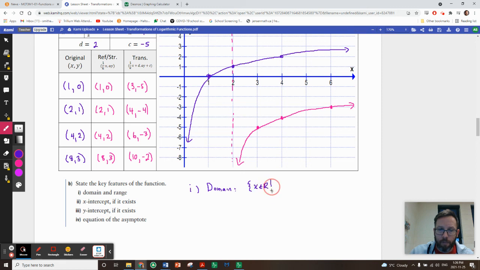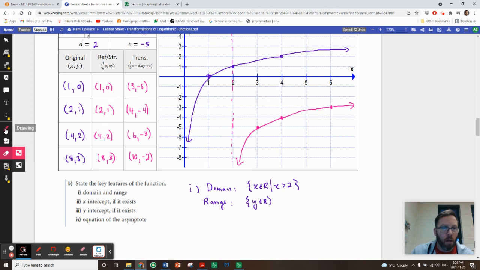The domain: x is a real number, x is strictly greater than 2. For the range, the basic log function has y as any real number. Translating it up or down did not change that. The range is y is any real number.